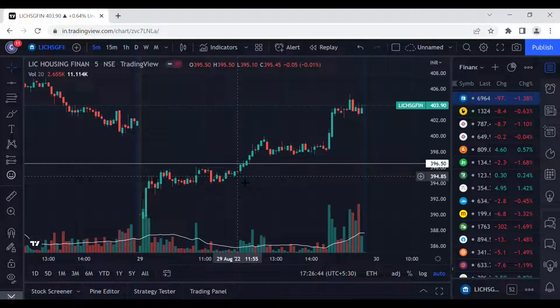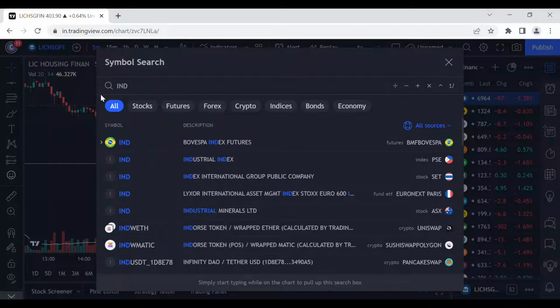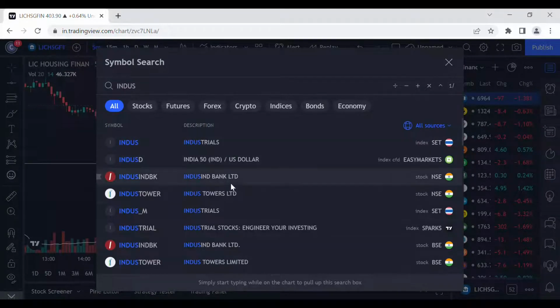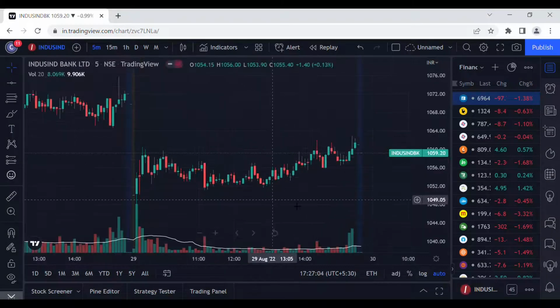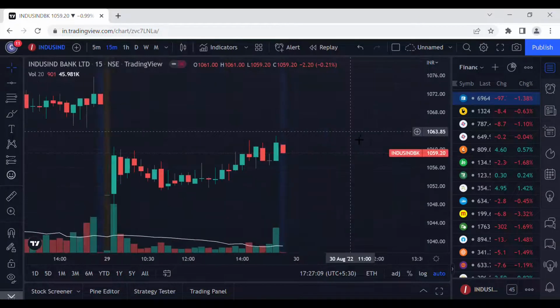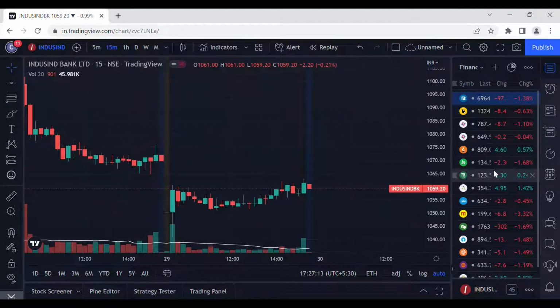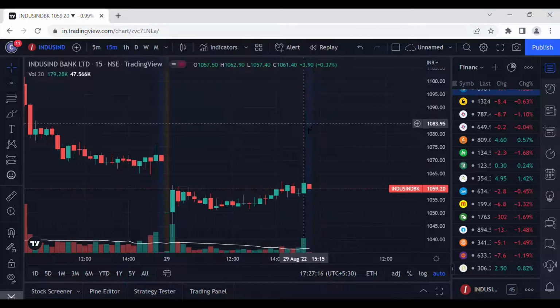So I have told you, right, I have taken three trades. The three trades, same thing repeated. So let's discuss the second trade, that is IndusInd Bank. So I went on to the short side.